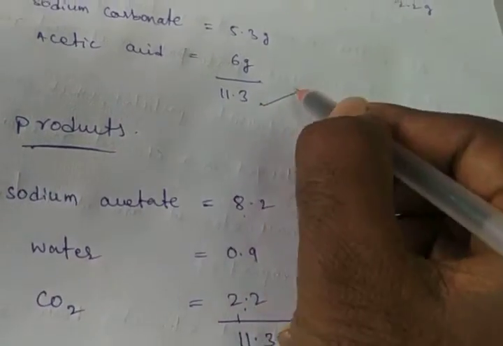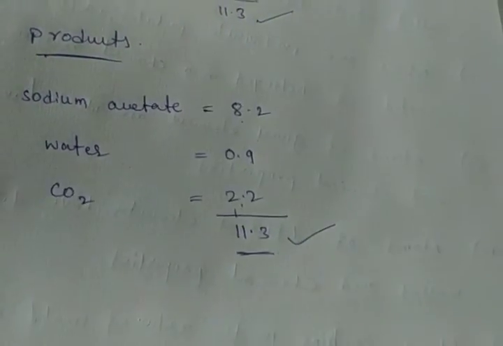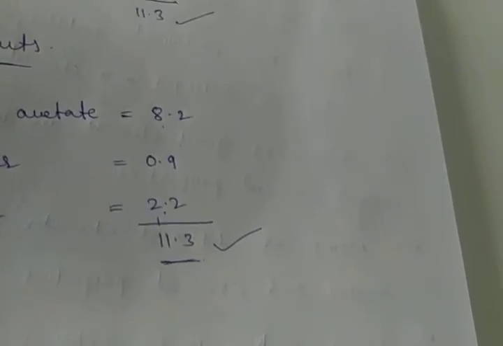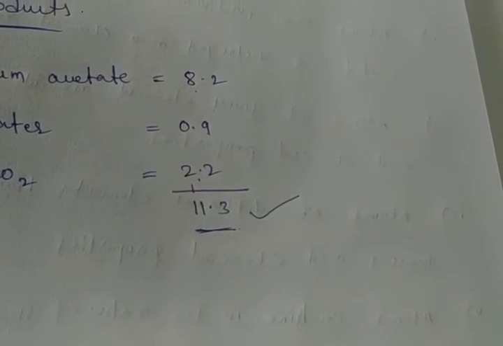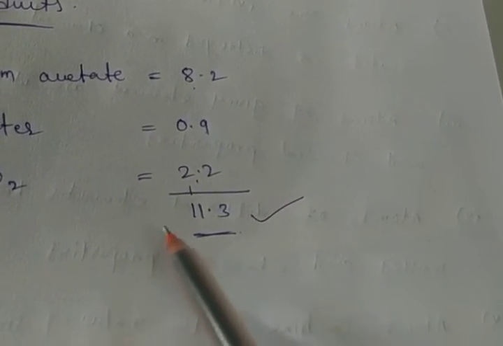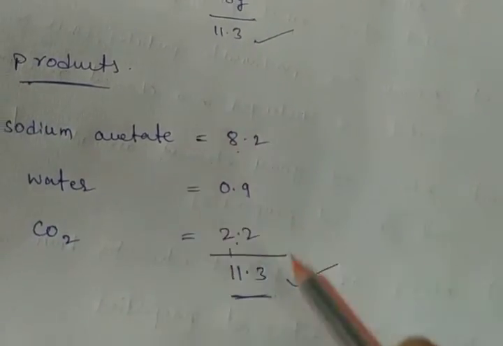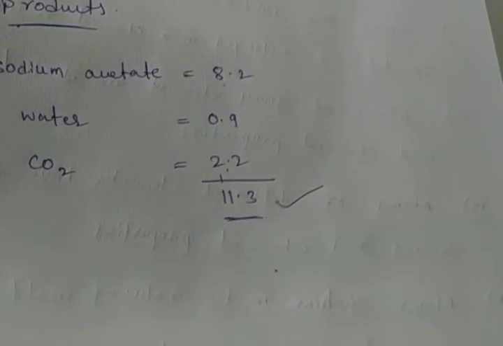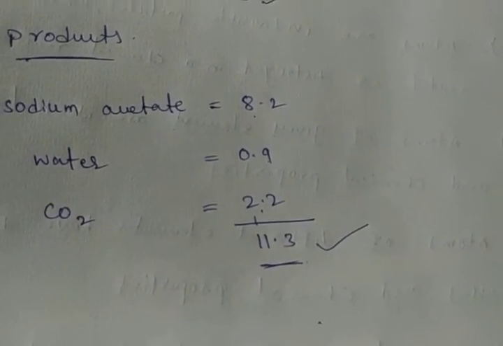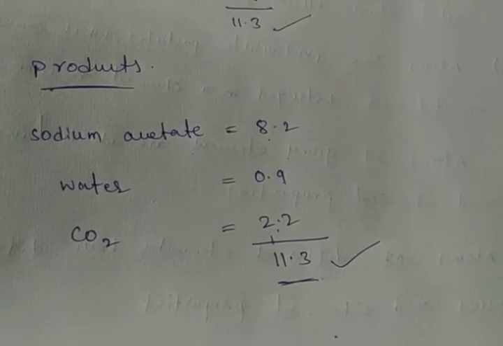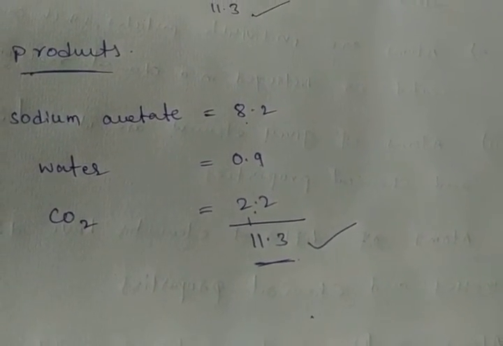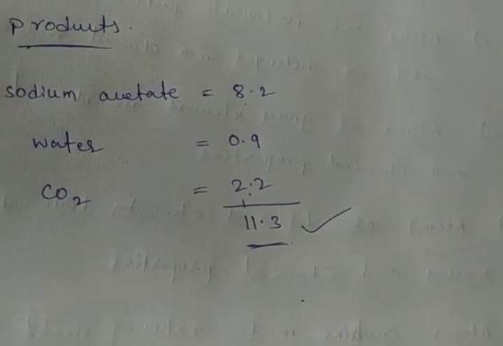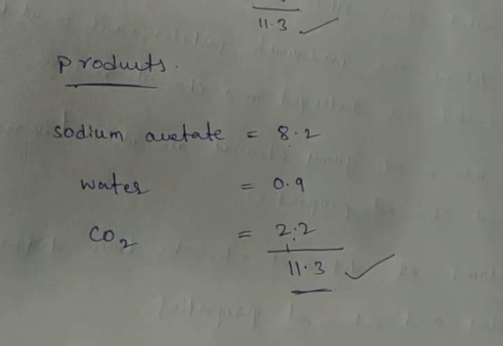Here the reactant mass is 11.3 and the product mass is 11.3. Okay, law of conservation of mass. How can you define the law of conservation of mass? The mass of reactants and mass of products are same. In a chemical reaction, mass can neither be created nor be destroyed. That is called the law of conservation of mass. So it obeys the law of conservation of mass. This is the first question.